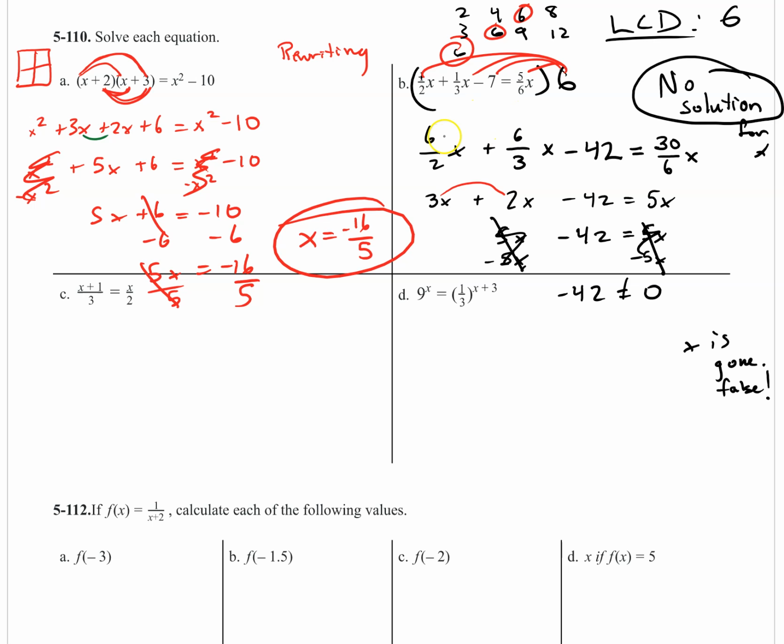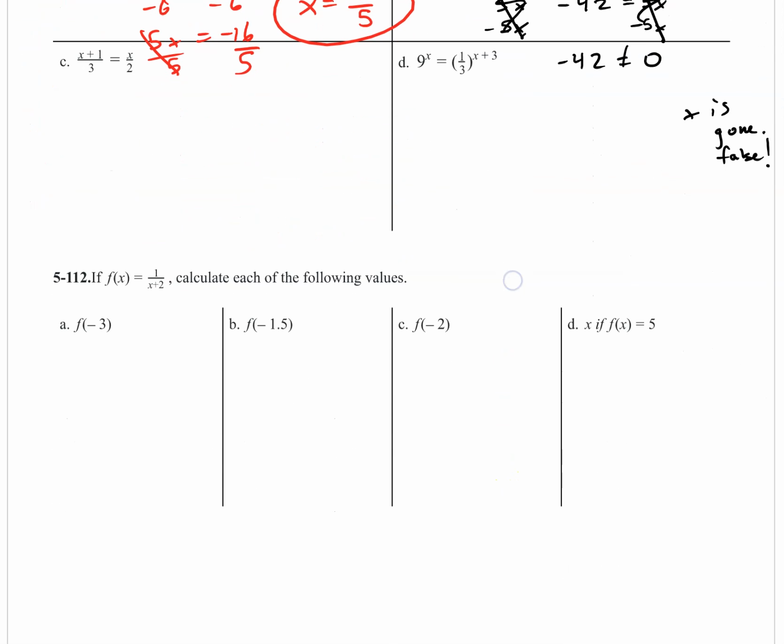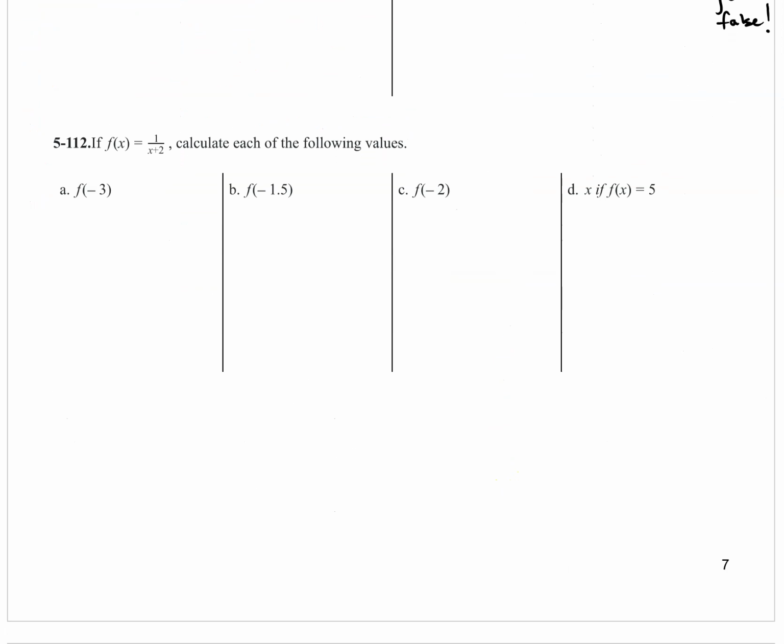Alright, so that one was quite a bit of work. Let's finish this one off with something that's maybe a little easier. I hope. We'll see. Alright, so if f of x equals this fraction, calculate each of the following values. This is called a rational expression. So let's start with part A. Plug in negative 3 for x. So that's 1 over negative 3 plus 2, which is 1 over negative 1. Please simplify. 1 divided by 1 is 1. Positive divided by negative is negative.